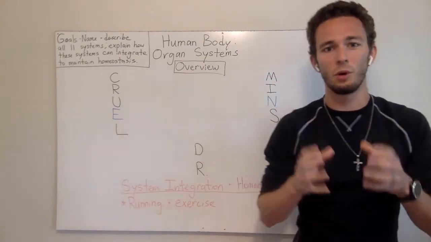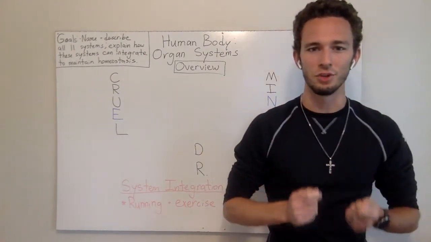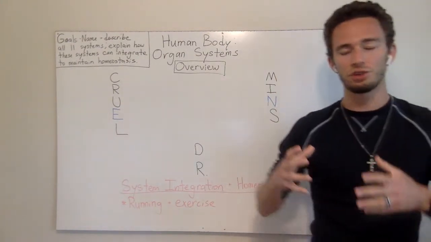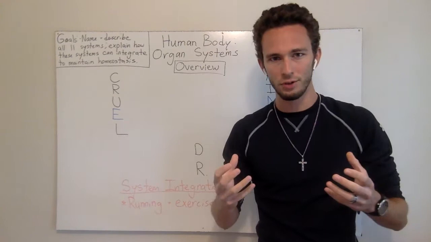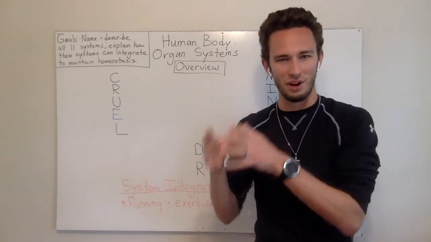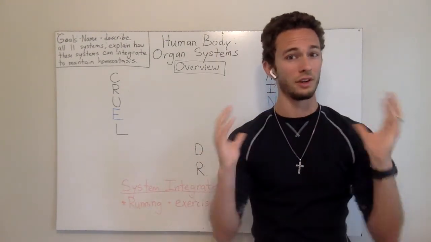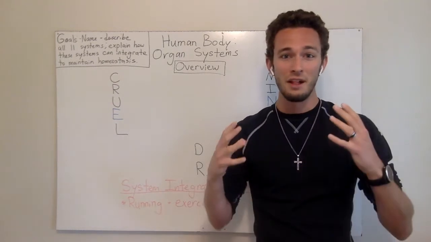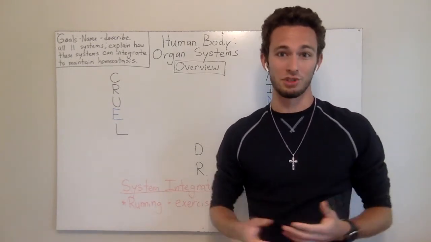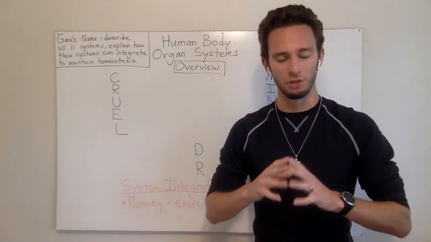Today, we are going to be going over the 11 different human body systems. This is going to be a very brief overview, because if I were to talk about each individual one and all of the components and how it works, this lecture might be about 10 hours long or more. So, we're just going to go through the overview.